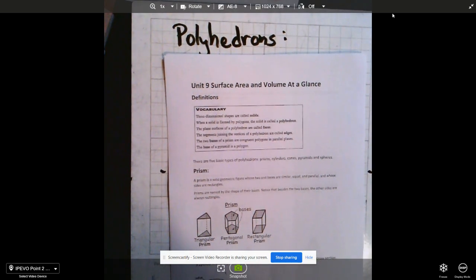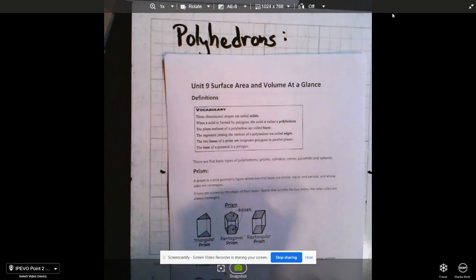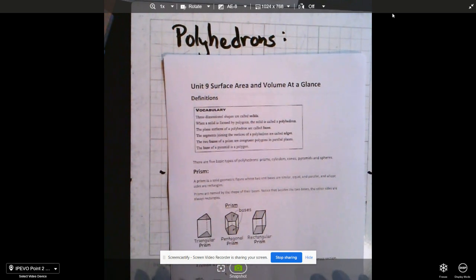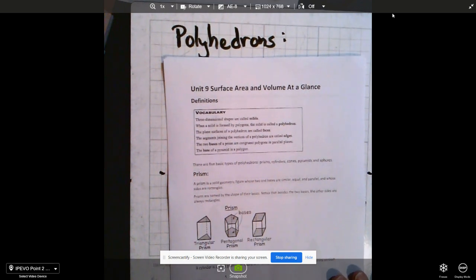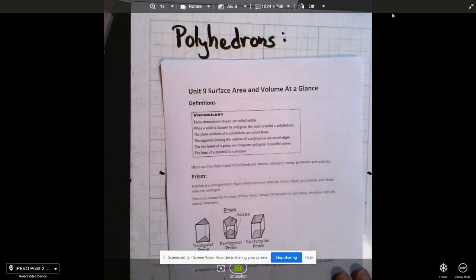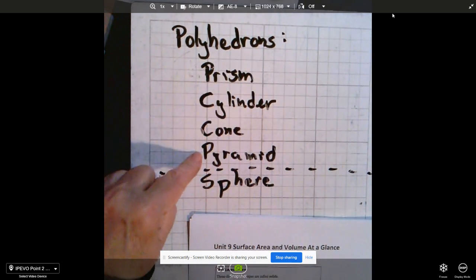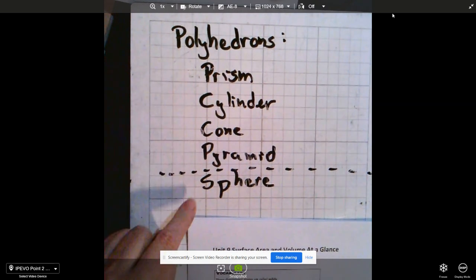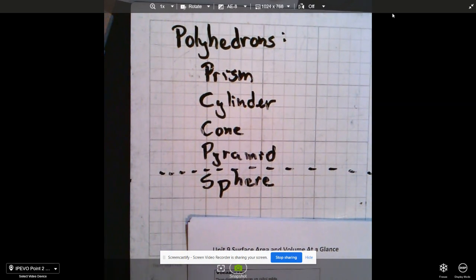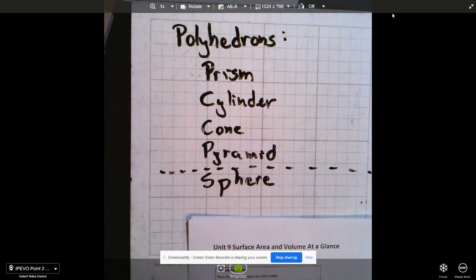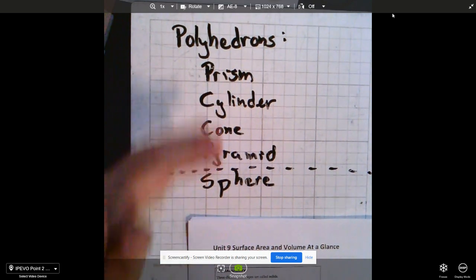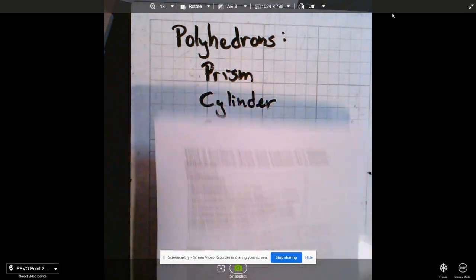The two bases of a prism are congruent polygons in parallel planes. And we'll talk about that when we talk about prisms. And the base of a pyramid is a polygon. And again, when we talk about pyramids, we'll talk about that. So there are 5 basic polyhedrons, and that's not exactly true. A prism, a cylinder, a cone, and a pyramid are polyhedrons, but because the face of a sphere isn't really a polygon, it's not really considered a polyhedron, but it is one that we will be talking about. So these are the 5 that we will be talking about.